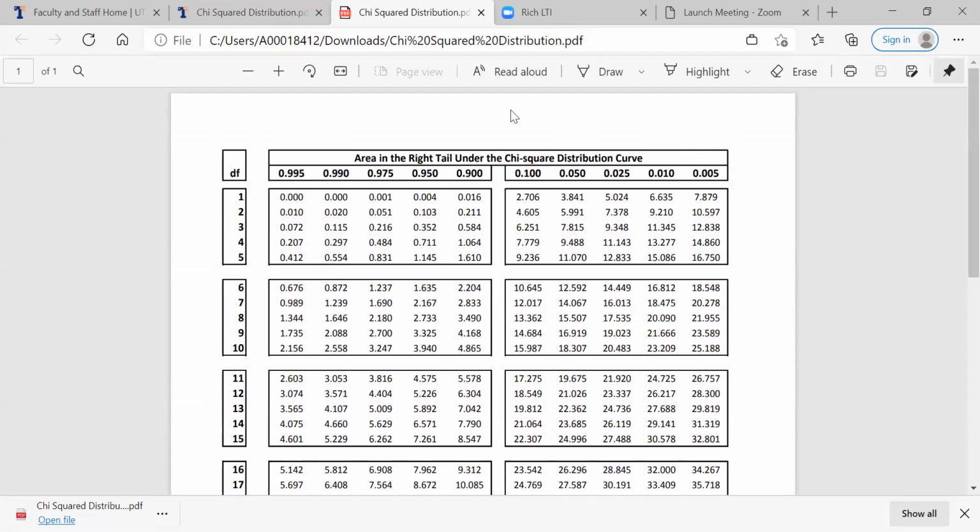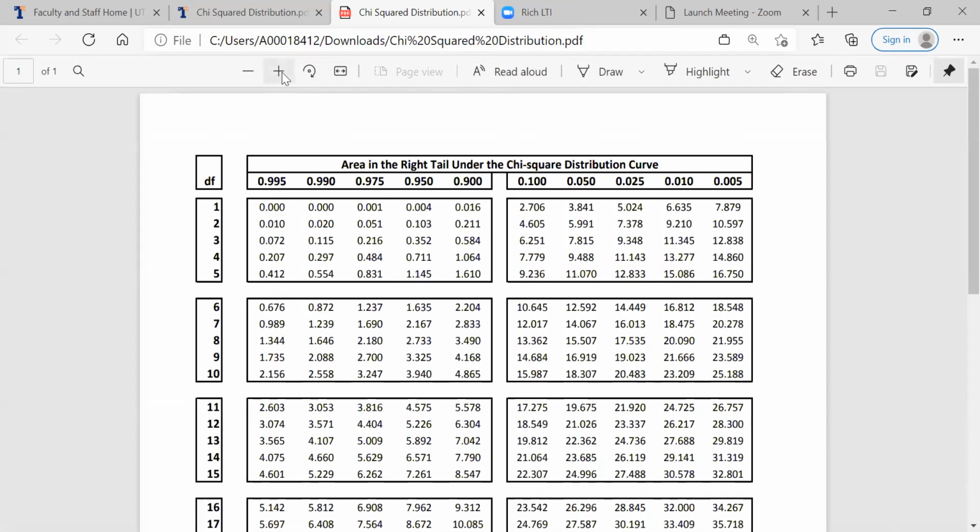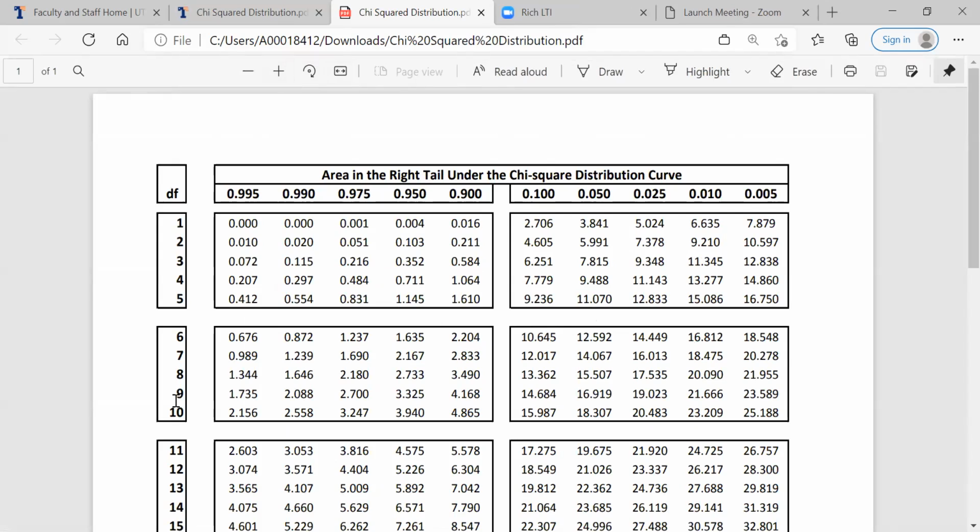You'll notice that it kind of looks like the t-distribution in the sense that there are degrees of freedom on the left, over here, and that there's a right tail area on the top. But if you look at the right tail areas, you'll realize that they're not the same as the ones in the t-distribution. In the t-distribution, going from left to right, the right tail areas are 10%, 5%, 2.5%, 1%, 0.5%, and 0.1%.